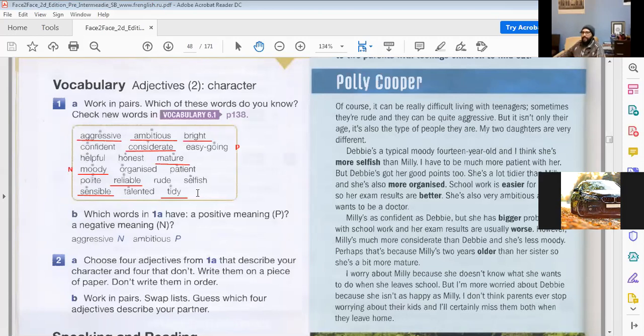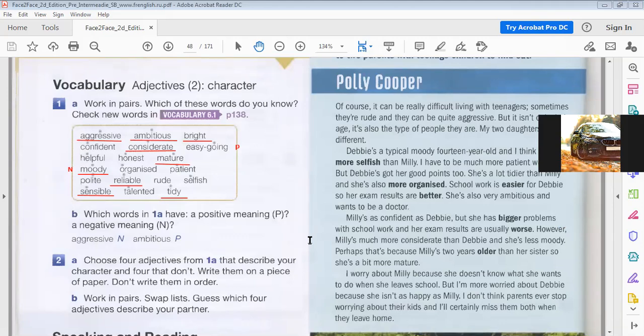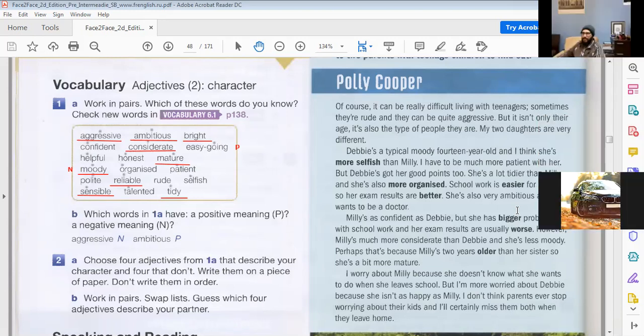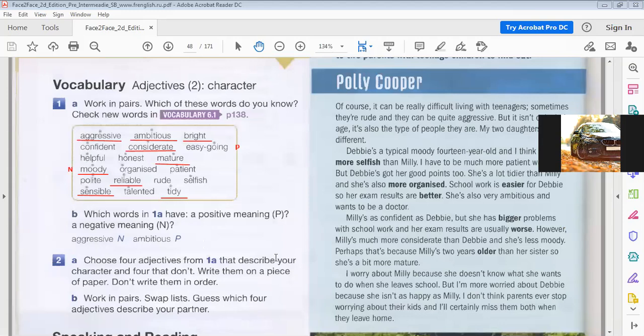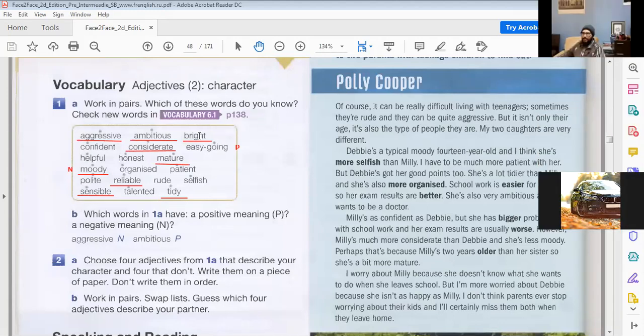Okay, but what about tidy? Who thinks it is positive? Is it negative? What do you think it is? Who can make a guess? No guesses? Okay. What about aggressive? It's negative. Negative, okay. Ambitious? What about ambitious? Positive, all right, so ambitious is positive. Bright, positive, correct. It's positive.